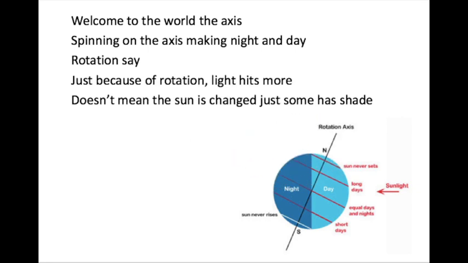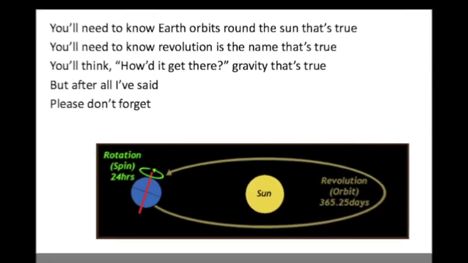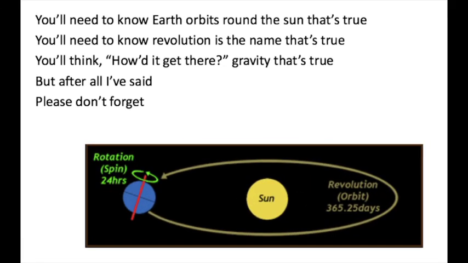Spinning on the axis, making night and day. Rotation, say. Just because of rotation, light hits more, doesn't mean the sun has changed. Just some has shade. You'll need to know that Earth orbits round the sun, that's true. You'll need to know revolution is the name, that's true. You'll think how to get there, gravity, that's true. But after all I've said, please don't forget.